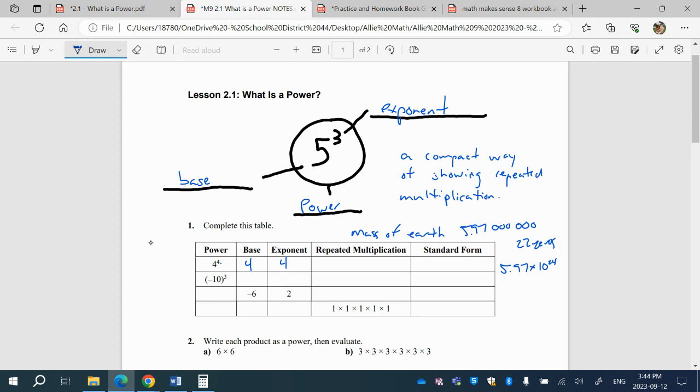Let's draw this as repeated multiplication, 4 times 4 times 4 times 4. And in standard form, what's the solution? This one I know to be 256. 4 times 4 is 16. 16 times 4 is 64. And 64 times 4 is 256. So let's do the rest of the chart. I'll pause the video.